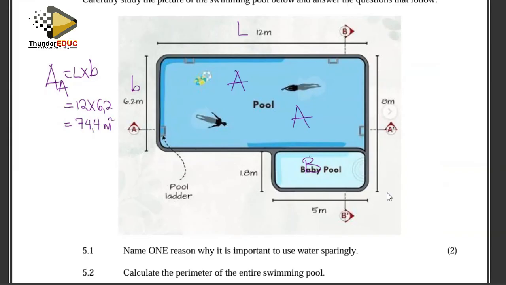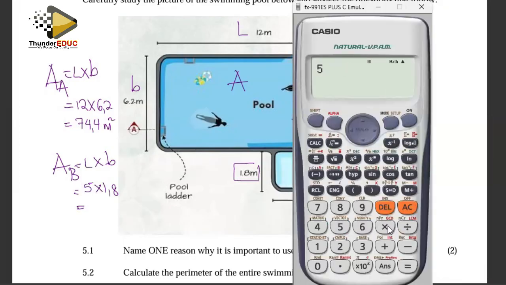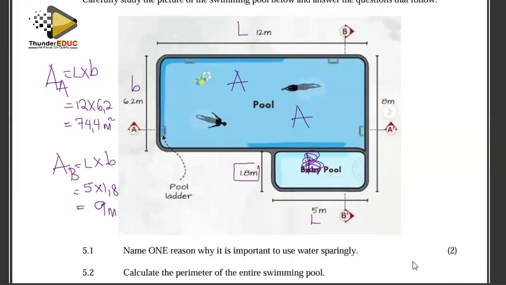Now we come to B. We are looking at this one here. Area of B, still a rectangle, becomes length times width. This one, its length will be 5 and its width will become 1.8. When we look for the answer, we pick our calculator and say 5 times 1.8. We get it as 9. Don't forget these are meters squared.